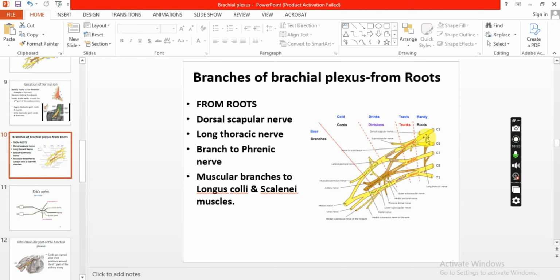So here you can see C5, C6, C7 unite to form the long thoracic nerve. A few fibers from the C5 make the dorsal scapular nerve. The phrenic nerve is coming from C3 and C4, and a few fibers are given off from C5 also. Another one is the muscular branches for the longus colli and the scalene muscles. They are the muscles of the neck.